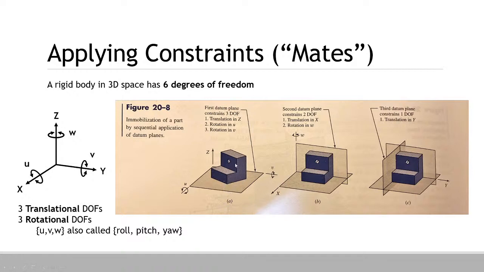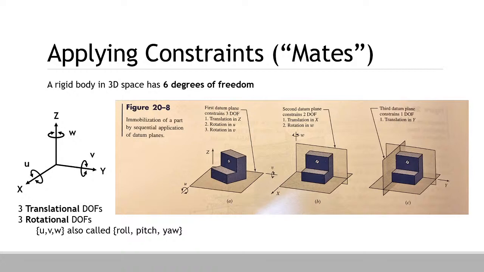In this graphic you have some part, and let's say we want to make the bottom face of that part coincident with this plane, the XY plane. When you do that, you actually lock out 3 degrees of freedom. It can no longer translate vertically in the z-axis, and it can no longer rotate about the x and y axes, so those u and v rotational degrees of freedom. It can still rotate about the z-axis, and it can still move in the xy plane.